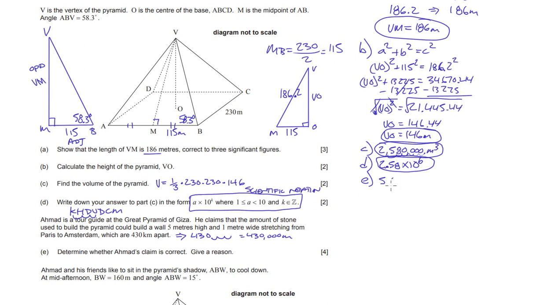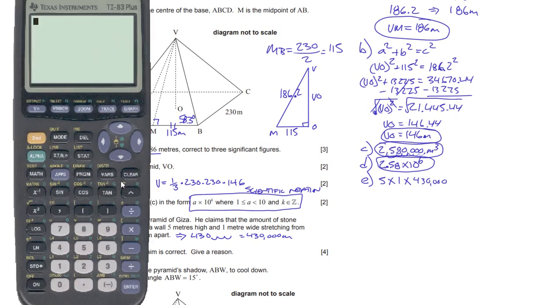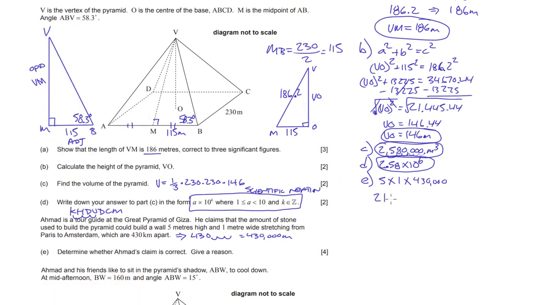Okay, so to find that volume, it's really just a big rectangular prism. So it's going to be 5 times 1 times 430,000. Okay, so let's see what that gives us. So 5 times 1, we don't really need to do the times 1, do we? Times 430,000. Is that the right number? Yep. Push enter and we get that. It is 2,150,000 cubic meters to make that wall.